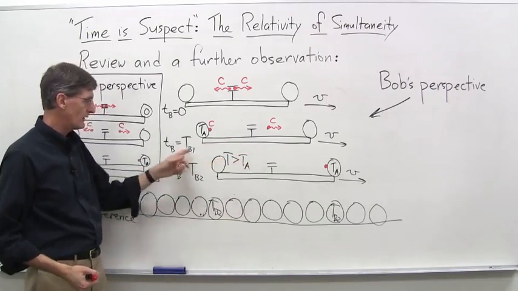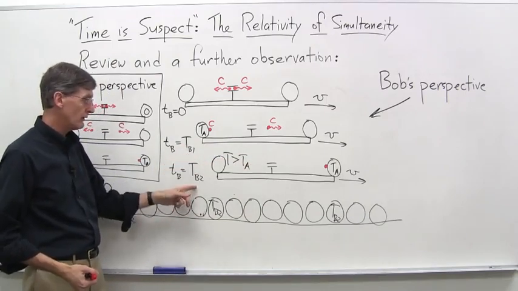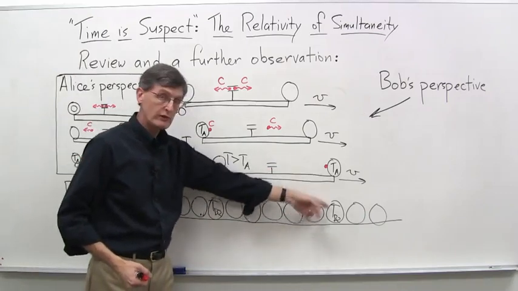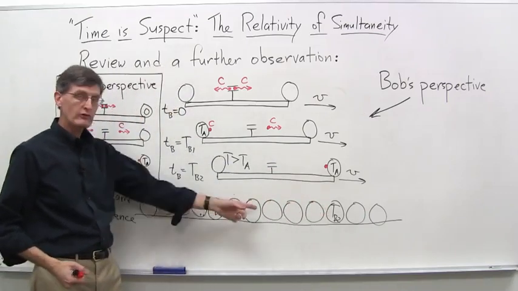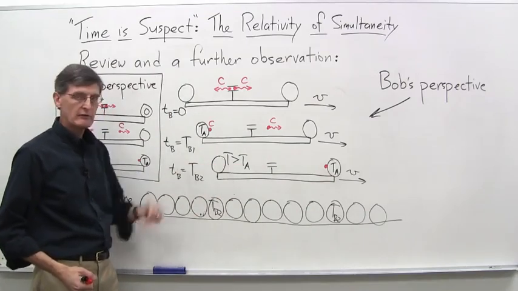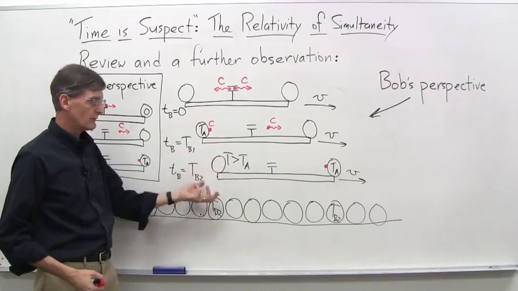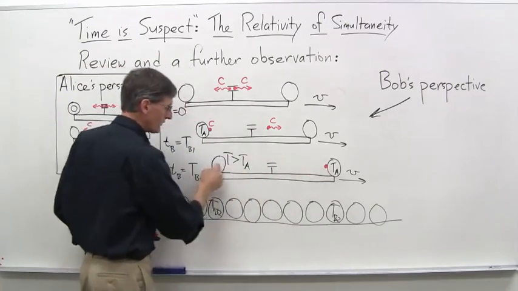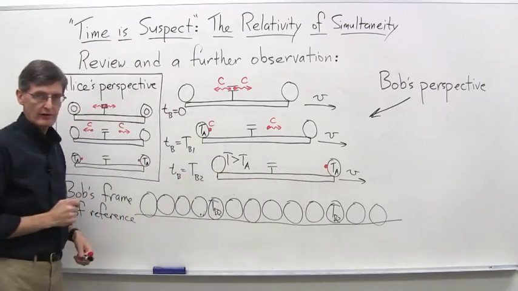I read the first one at TB1, the second one at TB2, and in fact, when I recorded the second one at TB2, according to my lattice of clocks, all synchronized, your rear clock, Alice, over here, was at a time greater than T sub A, because clearly it's later in time.